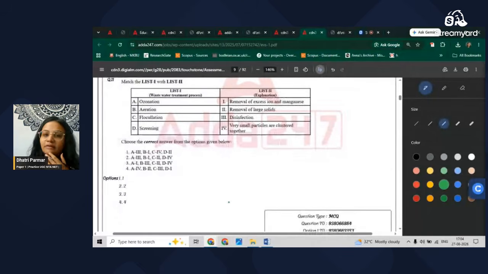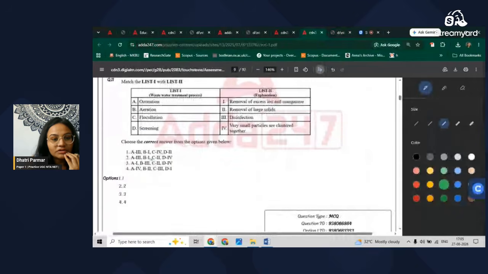Moving to the next question, and it is coming again from people and environment, and they are asking about the water treatment process and then the explanation of it. So we have one part with the explanation and another part with the process. The first is ozonation, second aeration, third flocculation, and fourth is screening. The explanations are removal of excessive iron and manganese, removal of large solids, disinfection, and very small particles are clustered together. So here we have to match the following, and how will we get it?